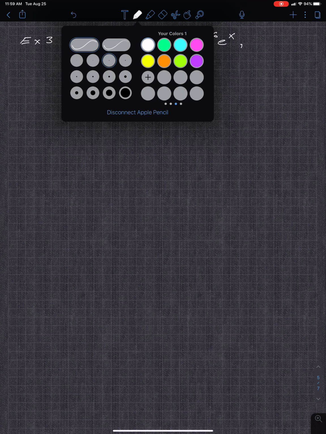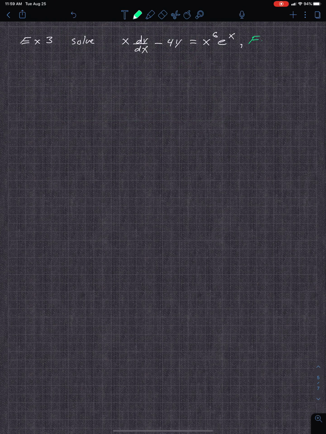Okay, so this is example 3. Solve x dy/dx minus 4y equal to x to the 6th e to the x. The first thing you do is what? First, write it in standard form.